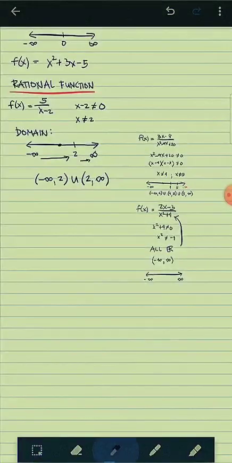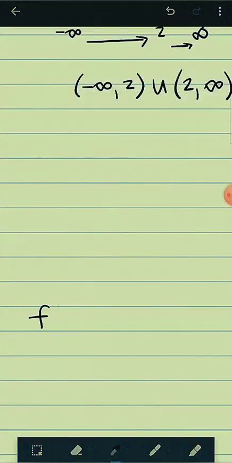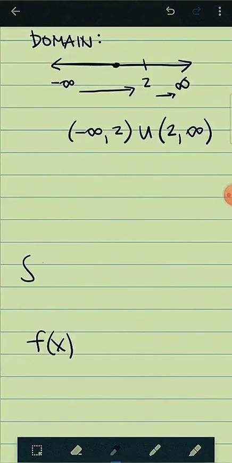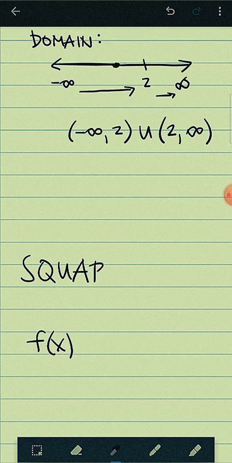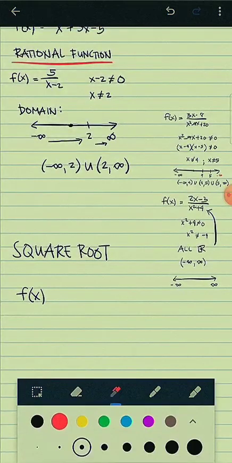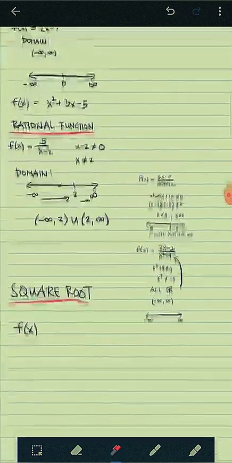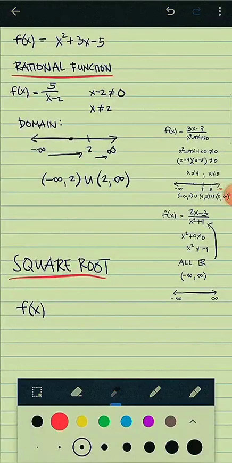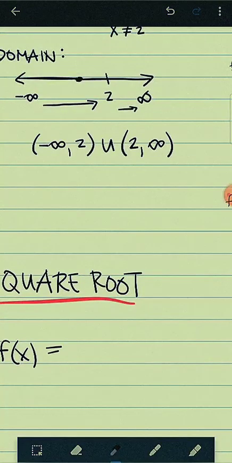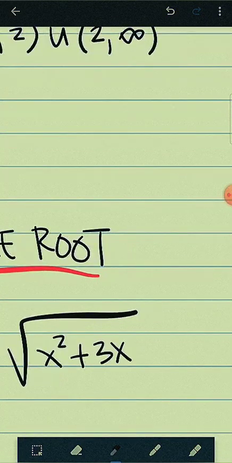Our third case is if we have a square root of a function. Say we have f of x. So this here, I will just put square root in the cases. So actually this is case 3. Case 1 is polynomial. Case 2 is rational function. Case 3 is when we have a square root of a function. So say we have f of x is equal to the square root of x squared plus 3x minus 28.